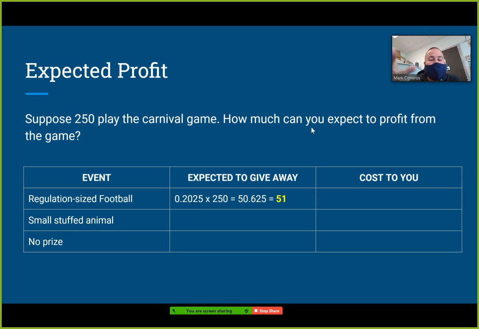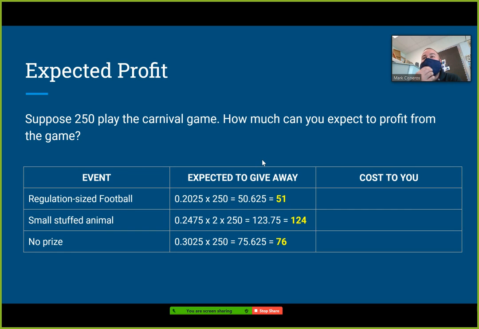Can I do that same process to figure out how many people I expect to win a stuffed animal? Absolutely. I can take the probability of winning a stuffed animal, but remember there are two ways to do that, so I multiply it by 2, and then multiply it by the 250 people I'm expecting to play. I ended up getting about 124 people expecting to win a small stuffed animal. All right. And then, of course, I can do the same thing for the no prize. About 76 people are not going to win anything.